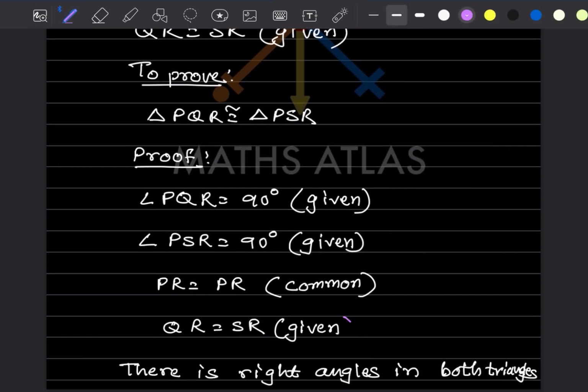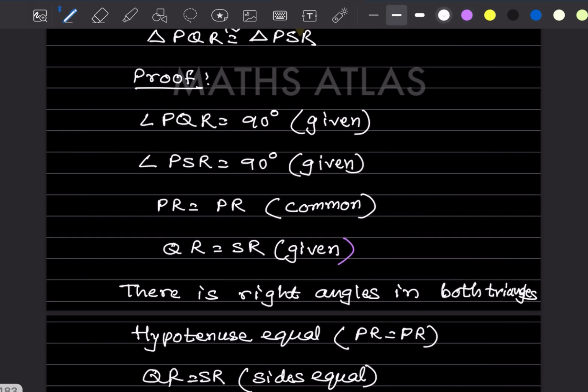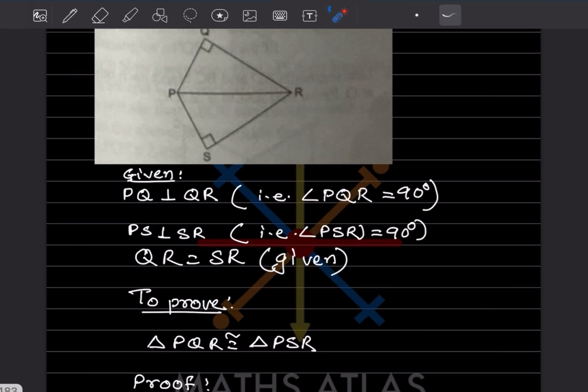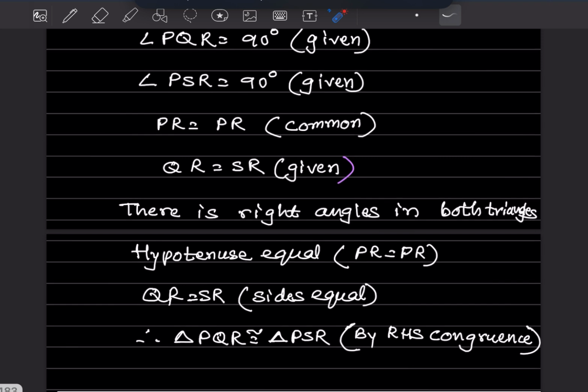So what we can say here is there are right triangles in both. These are right triangles, because this is 90 degrees. So we can say that QR is equal to SR, because the sides are equal, therefore triangle PQR is congruent to triangle PSR by RHS congruence, because in RHS we have that 90 degree.